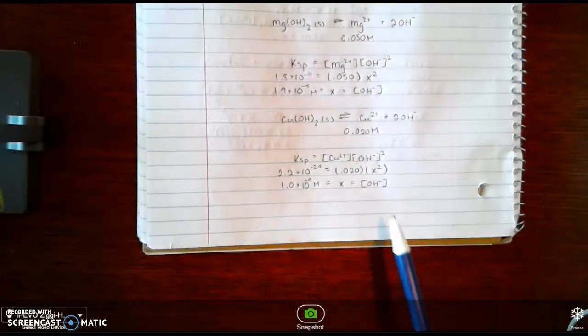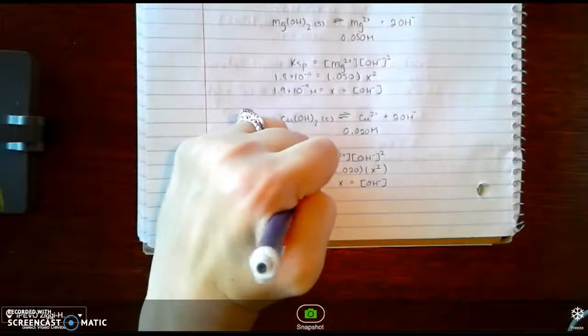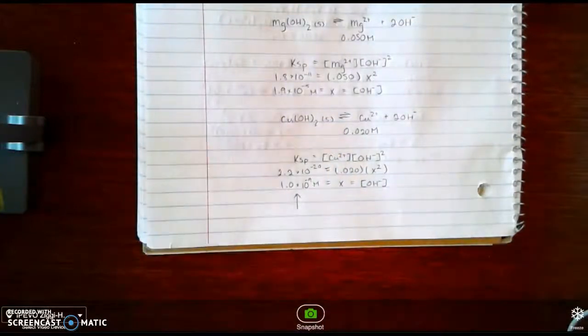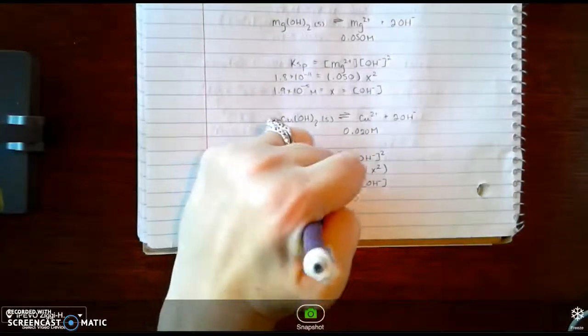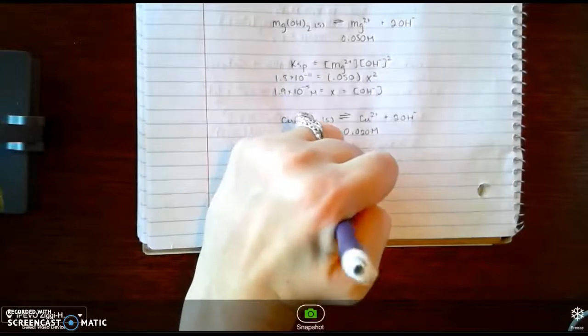Now these are my amounts of hydroxide necessary for the precipitation to occur. Then I want to look for whichever one is a smaller number to tell me which one is going to precipitate first. In this case, my hydroxide concentration is lower for the copper hydroxide. So copper hydroxide will precipitate first.